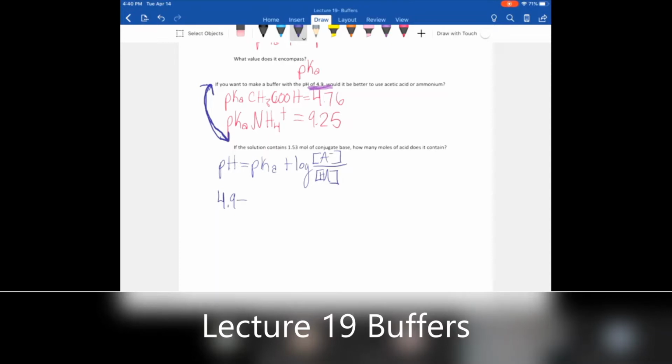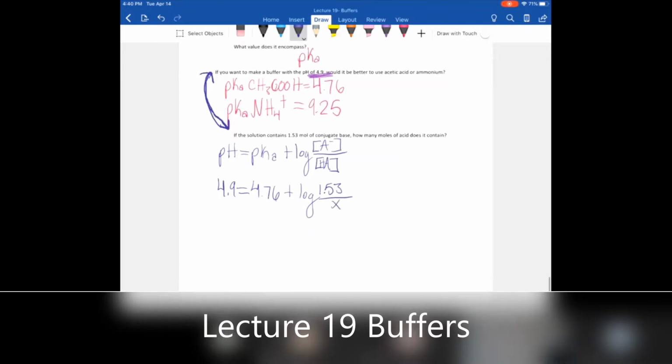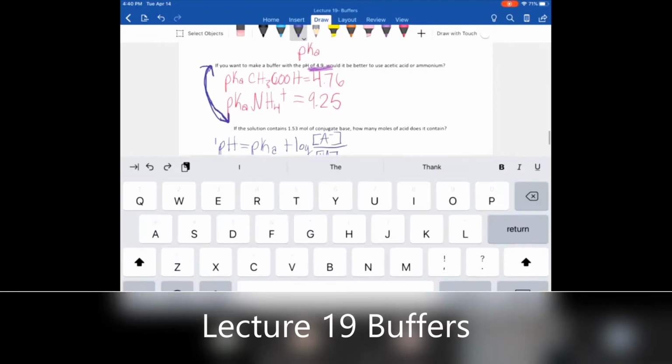Okay. And your pKa of acetic acid, you know, is 4.76 plus log of, you don't need to use your concentration again because they'll both have the same volume if they're both in the same solution. So you can just use moles. So your moles of conjugate base is 1.53, and you're solving for HA, which you don't know. So we'll just call that X.